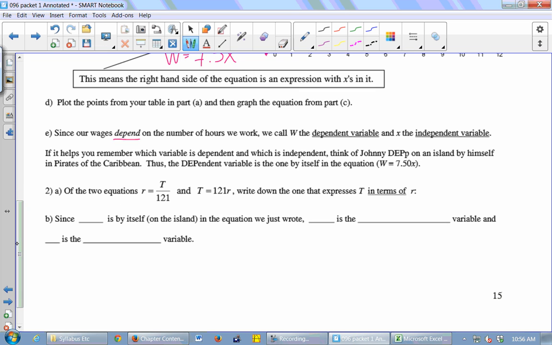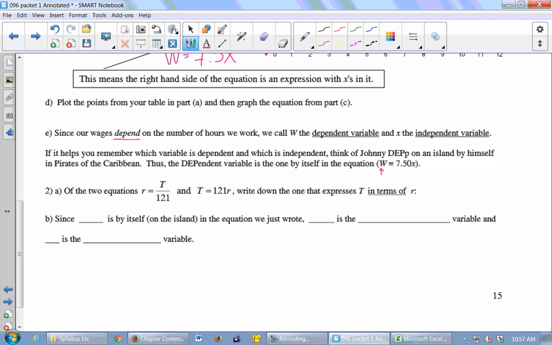If it helps you to remember which one is the dependent and which one is the independent, think of Johnny Depp on an island by himself in Pirates of the Caribbean. So the dependent variable, dependent, right, is the one by itself in the equation, right? So if W equals 750x, which variable is by itself on an island? W, dependent variable. Ian is great at making these things up.